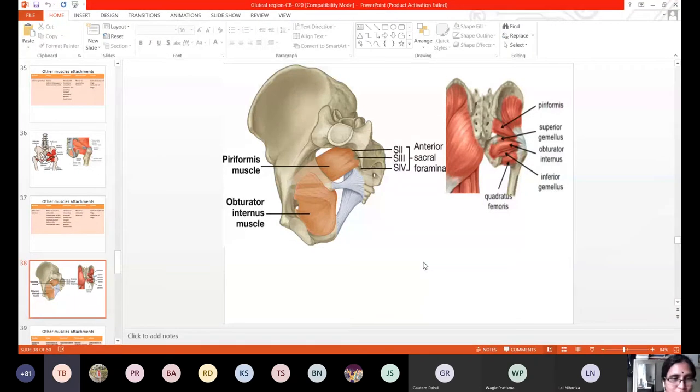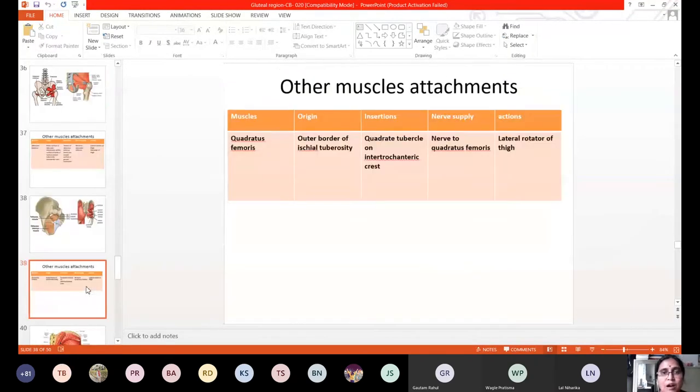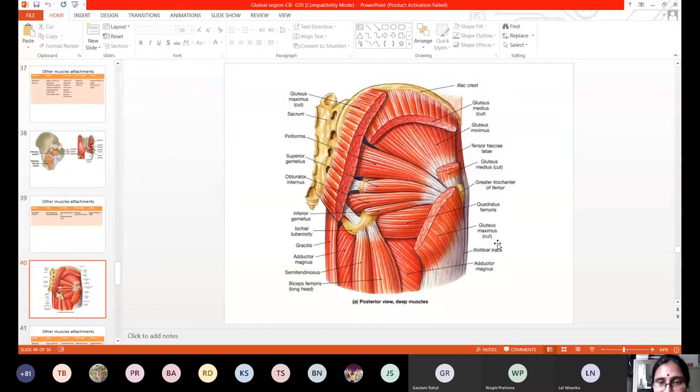Okay, ma'am. Now another small muscle is quadratus femoris. As the name indicates, it is a quadrilateral muscle. You can see, very easy. This is the quadratus femoris. It arises from the ischial tuberosity, and this is the greater trochanter. This is the origin, this part is the insertion. The origin is from the outer border of the ischial tuberosity, and it inserts into the quadrate tubercle present on the intertrochanteric crest. So insertion is in the greater trochanter, origin is in the ischial tuberosity.